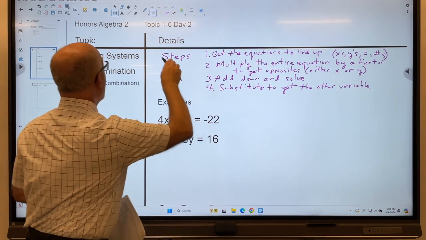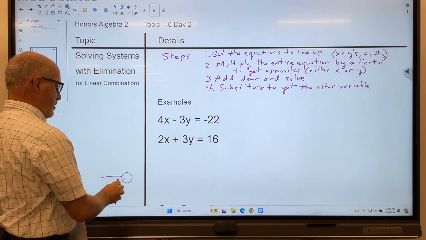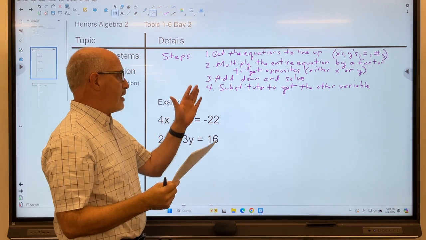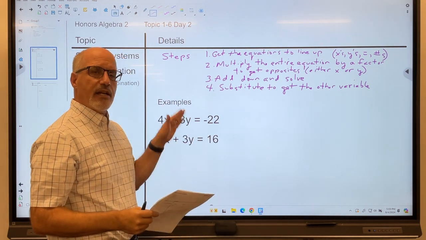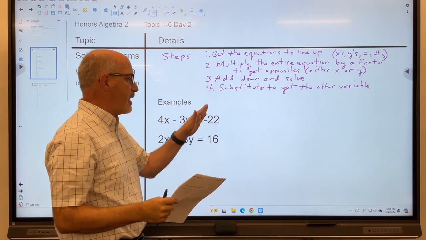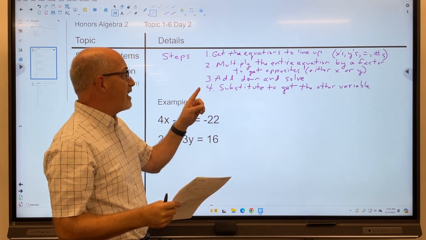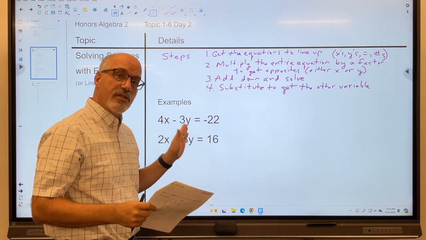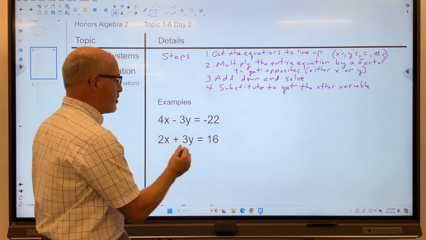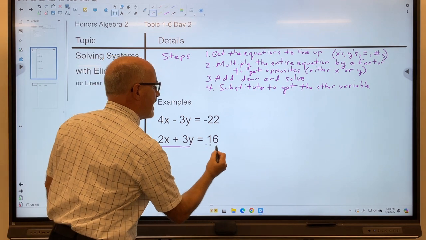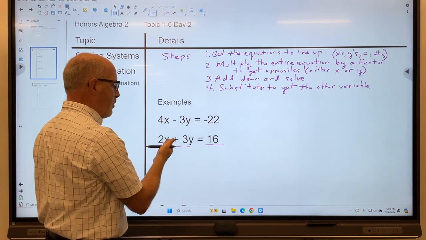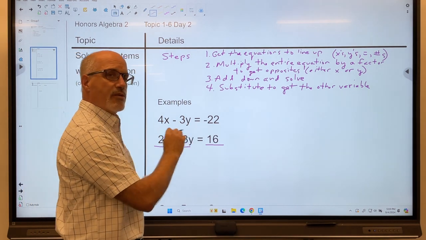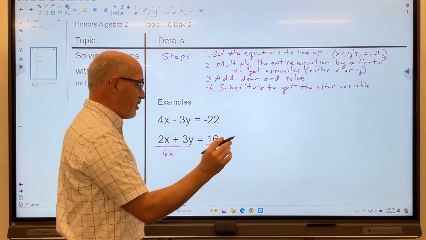Okay, so now we're going to take this first one here. Since we've already got it, the first two steps are taken care of. We have the equations lined up with the x's lined up, the y's lined up, the equal signs, and the numbers all lined up. Then we would want to multiply to get opposites. Well, we already have opposites for the y's. So now we're just going to add straight down. 4x plus 2x gives me 6x. Negative 3y plus 3y gives me no more y's, they're gone.